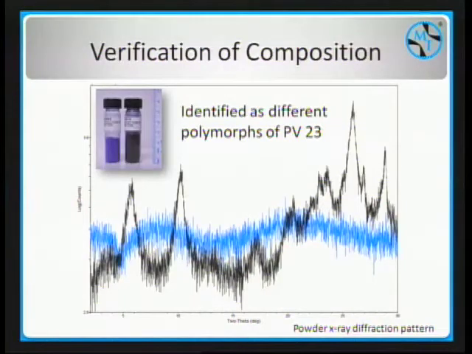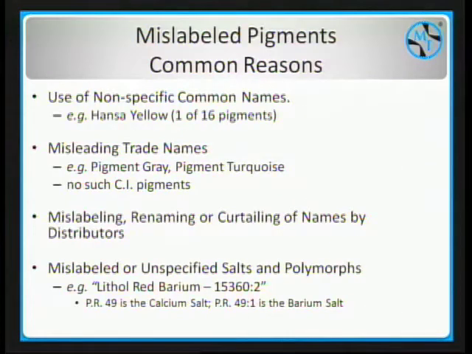And so these are the 2 PV23 samples. One of them actually gave a nice diffraction pattern, and from the literature, we were able to identify the polymorph, or the arrangement of the crystalline structure. Some common mislabeling: use of nonspecific common names by distributors or manufacturers. Hansa yellow is one example. Misleading trade names: pigment gray and pigment turquoise don't actually exist. They're just generic manufacturer names, but they're not CI recognized names.